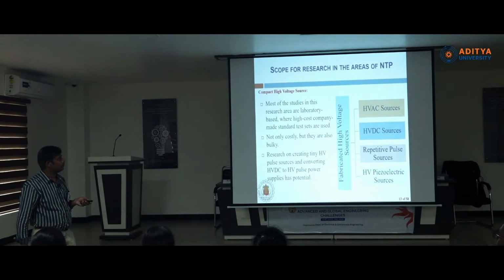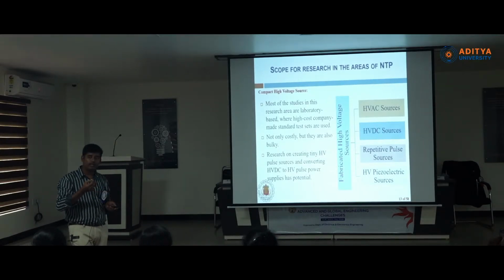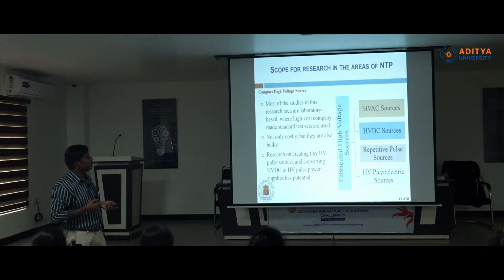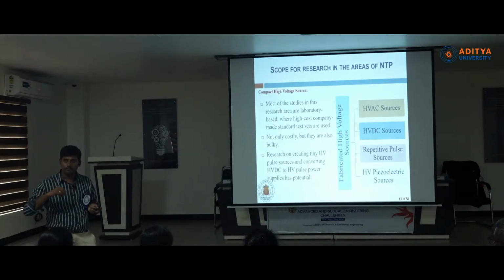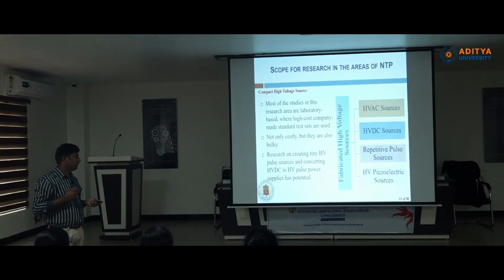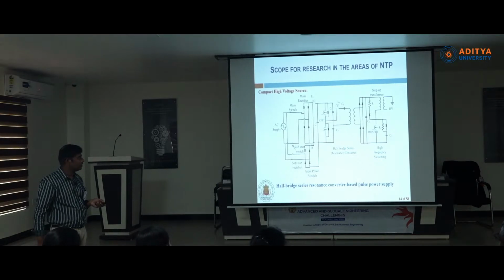The high voltage sources, compact high voltage sources, you can use like fabricated sources. In laboratory scale only you can use converters and all to step up the voltage level. It can be HVAC or HVDC or pulse or piezoelectric sources can also be used for high voltage generation. Then you can see a model circuit, you can see here a series resonance converter.